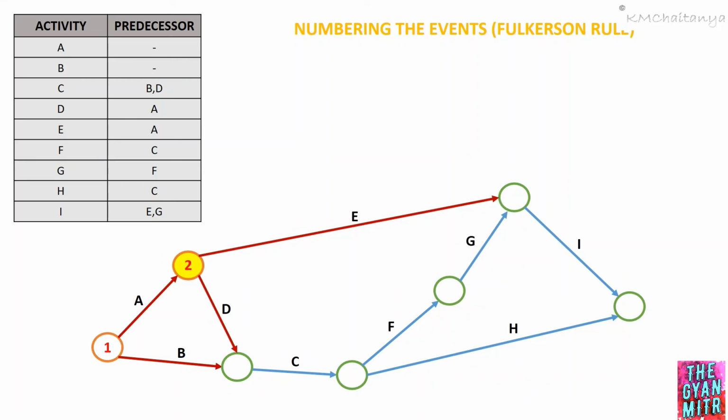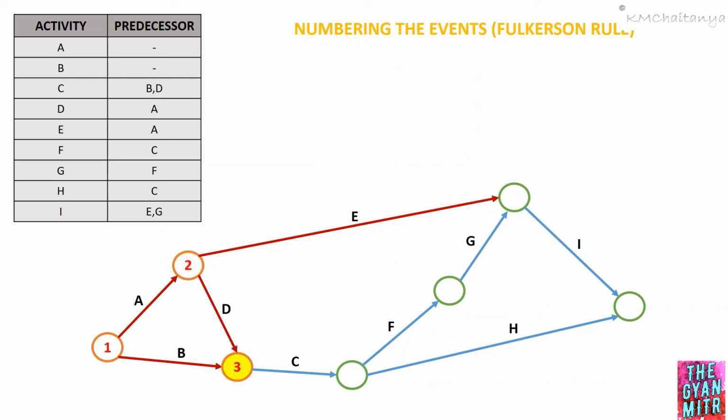Now you can clearly see which one to number first. The event after activity B and activity D has totally been traced. Therefore, I can number that event as event number 3, whereas the event after activity E cannot be numbered since there is one activity, G, which has not been traced. Therefore, I can only number the event 3, which is after activity B and activity D.